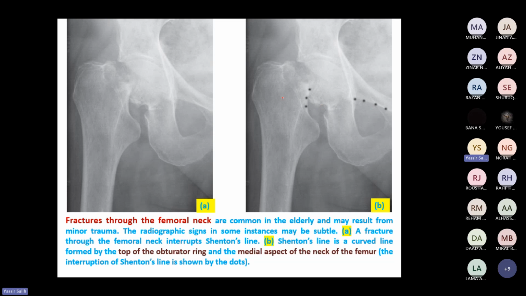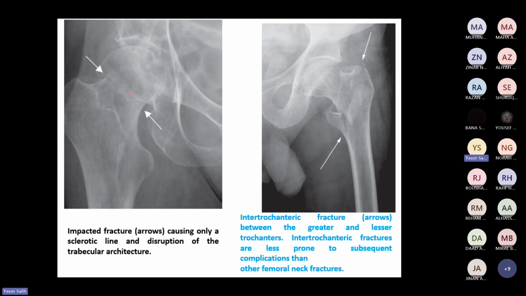So what do you see? This is the X-ray, and this is the same X-ray. What do you see in this one? Here we made a diagram so you know the Shenton line, this curve, is abnormal. Fracture in which bone? Neck of the femur. Yes, there is a fracture in the neck of the femur. This is a fracture neck of the femur.